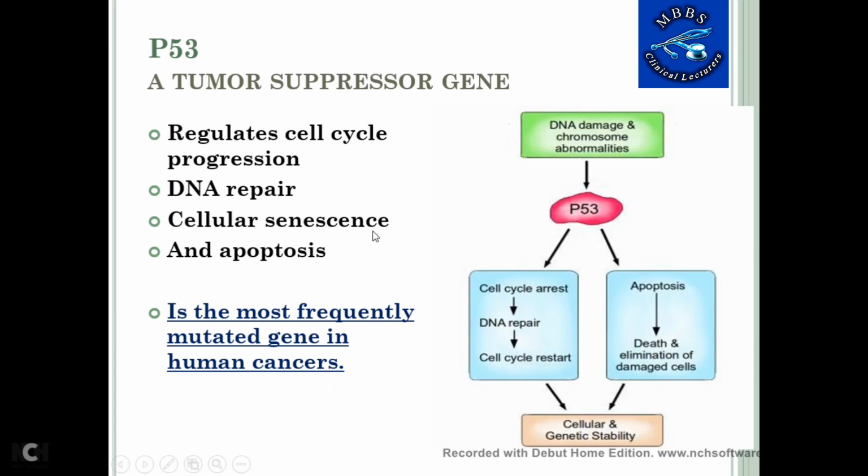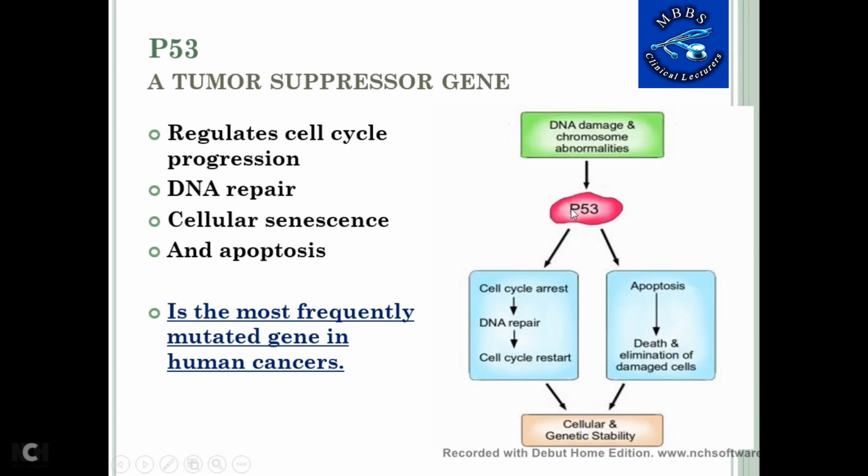It can check for DNA repair also. It can also check for senescence, that is, complete stoppage of the cycle, and it also takes care of apoptosis. So it has multiple functions. It's the most frequently mutated gene in human cancer. DNA damage and chromosome abnormalities occur in the P53 gene, and when there is an abnormality in the P53 gene, DNA repair cannot occur.